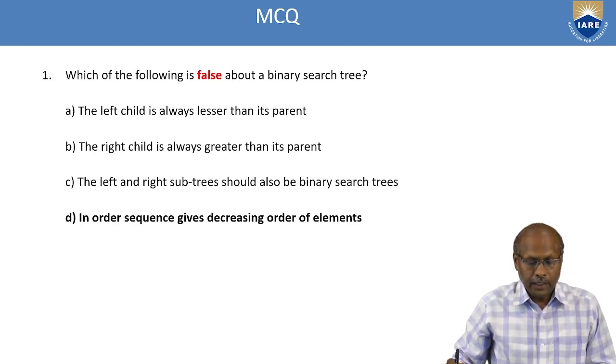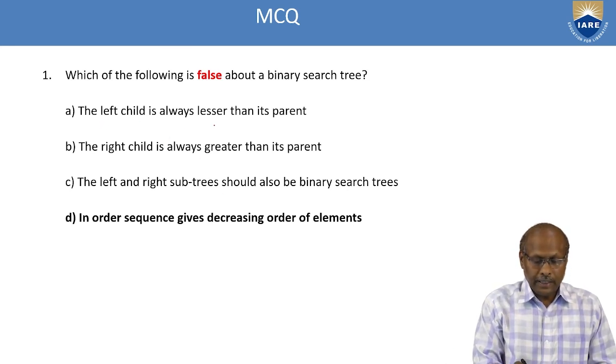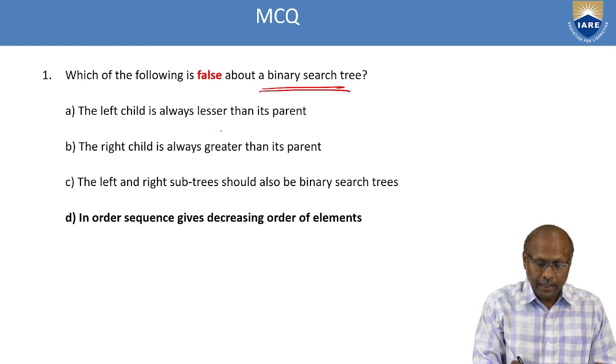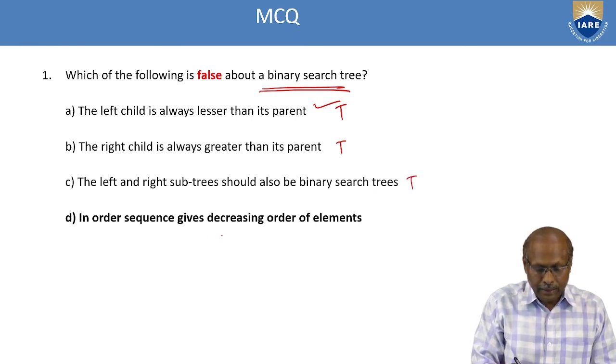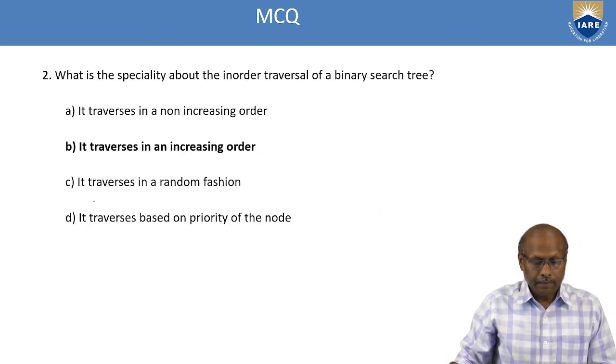Then, which of the following is false? They have given four options. Left child is always less than the parent, for binary search trees they are asking. Left child is always lesser than the parent, it is true. Right child is always greater, it is true. Left and right subtrees should be binary search trees, true. But inorder sequence gives a decreasing order? No, it always gives increasing order. So it is wrong. The question asks which is false, so this is false. Next.